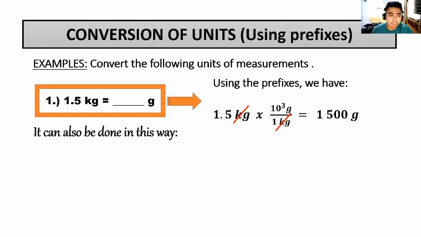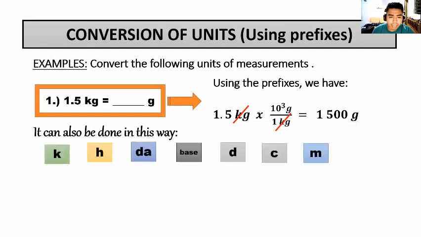Another way, it can also be done in this way. We have kilo, hecto, deca, base, deci, centi, milli. The base there, when we talk about length, volume, and mass, is called gram, meter, and liter. So that is the format.